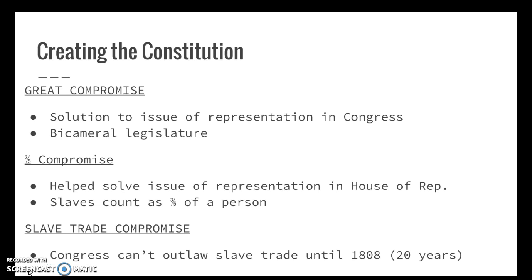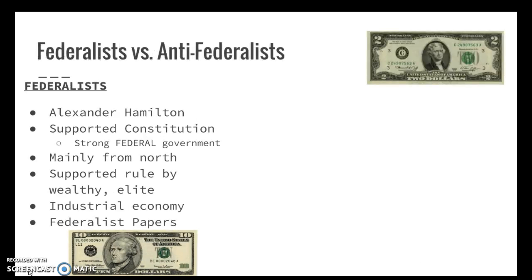So what the Slave Trade Compromise says is that Congress can't outlaw the slave trade until 1808. The Constitution was written in 1788. So they said for 20 years, no one can touch the slave trade. But in 1808, they can relook at it and decide if they want to get rid of it or not.